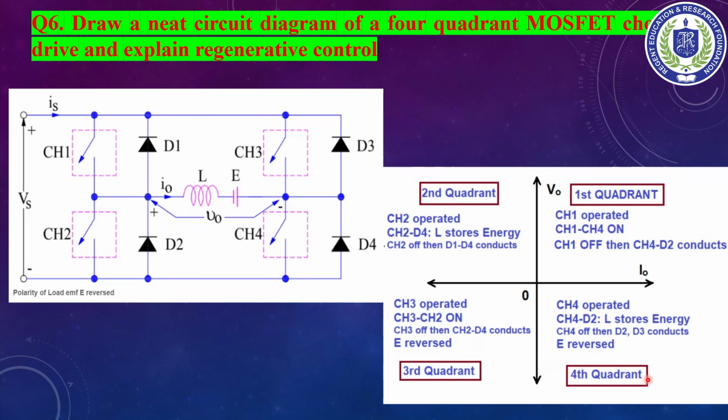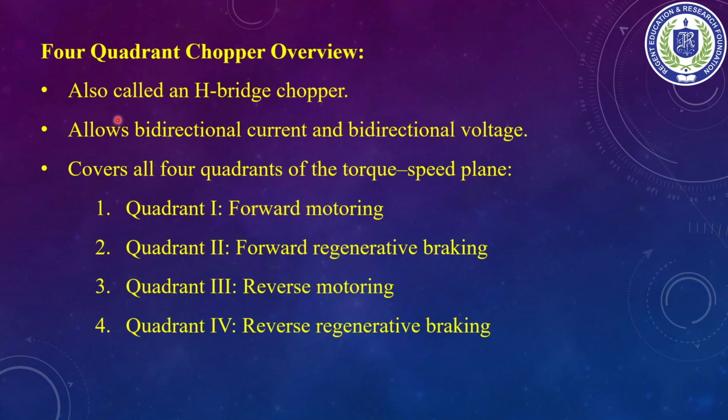Similarly, for the fourth quadrant operation, CH4 is operating, CH4 to D2. In that time, the inductor will store energy. When CH4 turns off, then D2 and D3 conduct and E is reversed. So we have a short overview of the four quadrant chopper. This is also known as an H-bridge chopper.